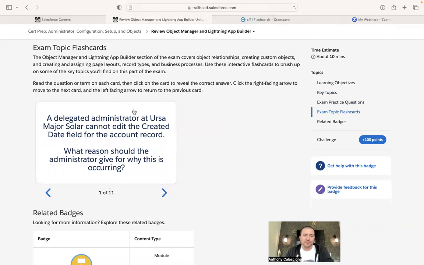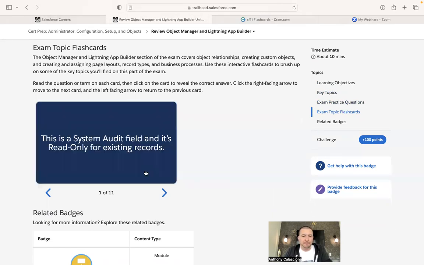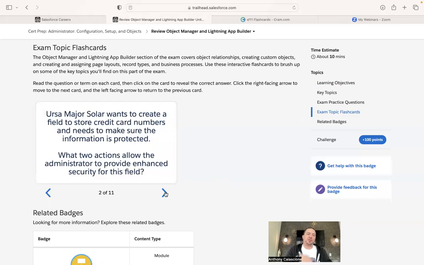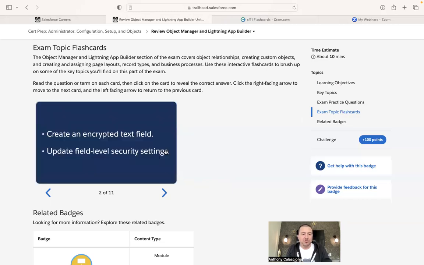Exam topic flashcards. A delegated administrator at URSA cannot edit the created data field for the account record. What reason should the administrator give for why this is occurring? This is a system audit field and it's read-only for existing records. URSA wants to create a field to store credit card numbers and needs to make sure the information is protected. What two actions allow the administrator to provide enhanced security for this field? Create an encrypted text field, update field level security settings.